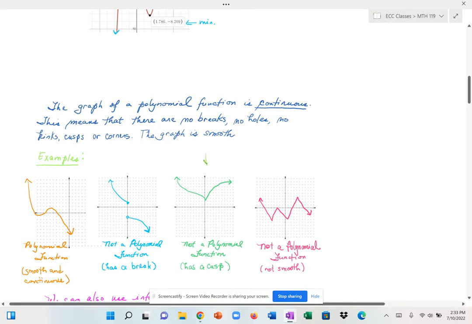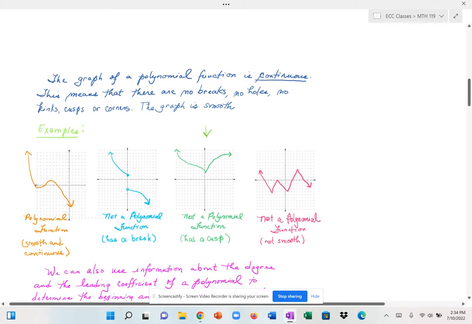This one here in green is not a polynomial. Although it is continuous, you can draw it without picking up your pencil, it has a kink or a cusp to it. So this little squeezed part here makes it not a polynomial. And this one is also not a polynomial. This is not smooth. It's got some sharp corners here, here, here, and here. So only the first one would be an example of a smooth continuous graph, which is what is represented by a polynomial function.